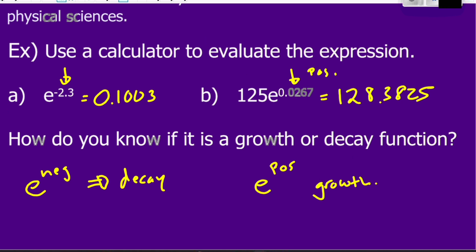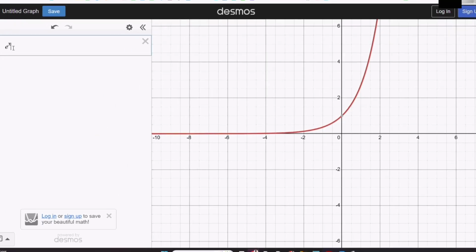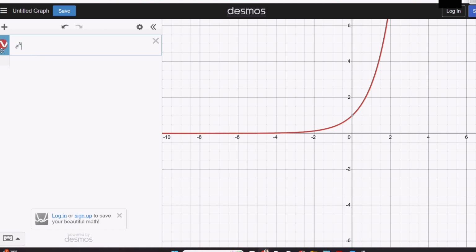In fact, I left this one blank because I want to take you over to Desmos, their graphing calculator, and I already have this typed in for us. This is e raised to the x. This is if there's nothing around it. And you can see if we mess with this a little bit, if I put a number in front of this, let's maybe put a 2, you can see it goes up a little bit like that.